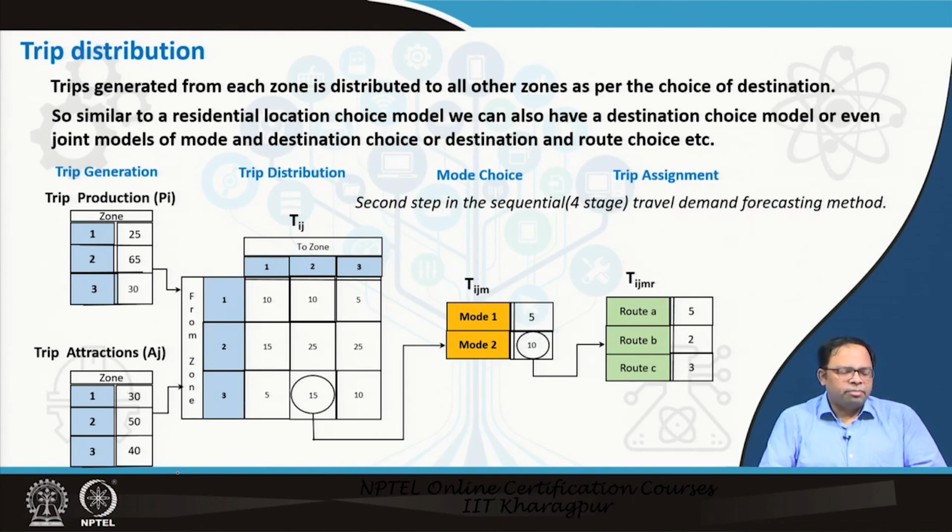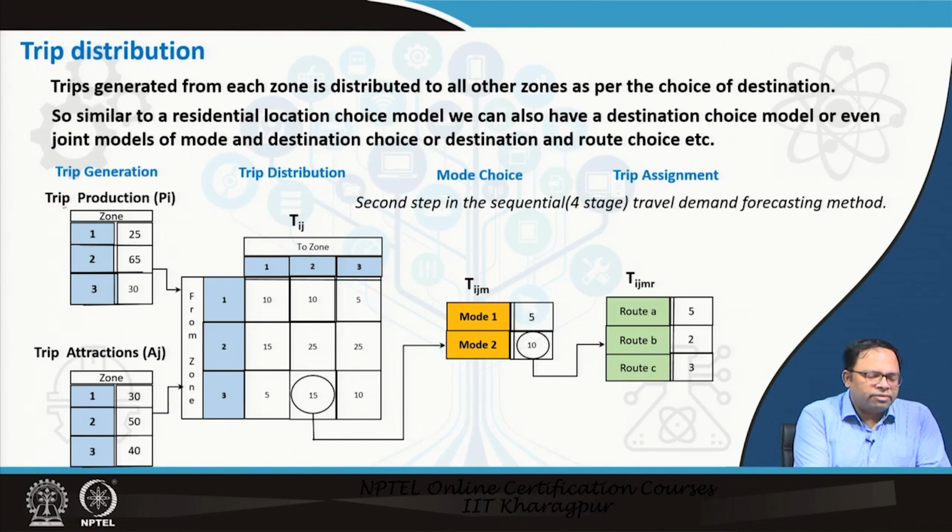If you see the particular figure, first we start with trip production. There are 3 zones and we have productions from each zone, and then we have trip attractions for the 3 zones. Zone 1 attracts 30 trips, zone 2 attracts 50 trips and zone 3 attracts 40 trips. If I add these up, this comes to 120. So, both the number of trips produced and the number of trips attracted is 120.